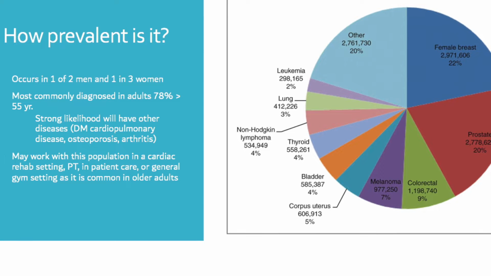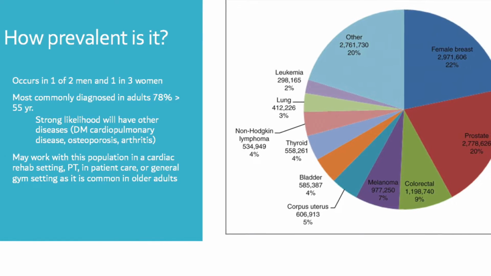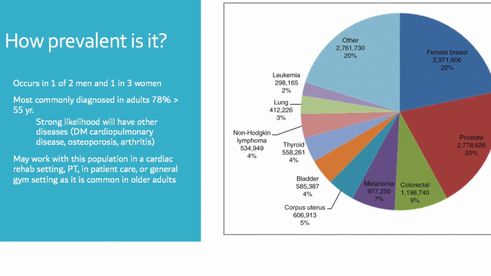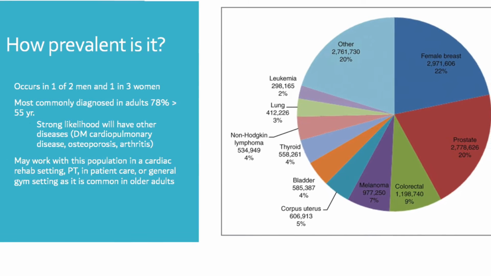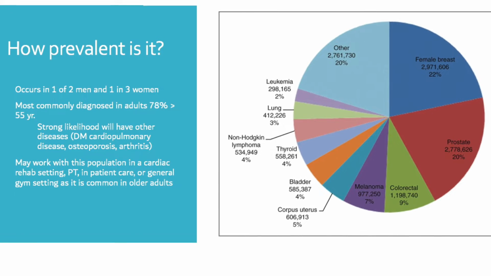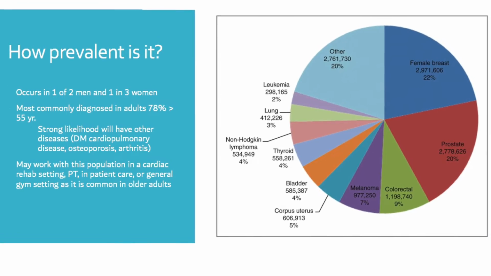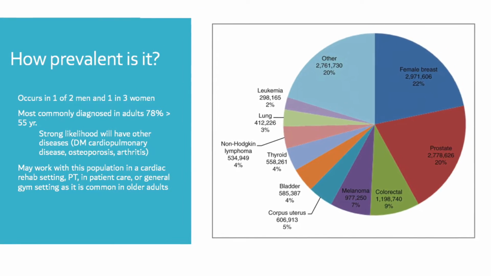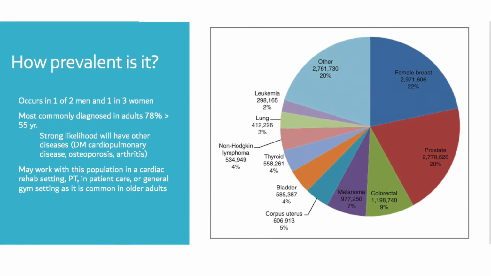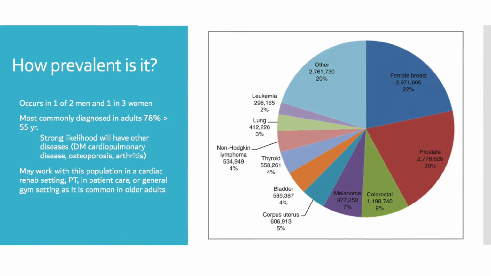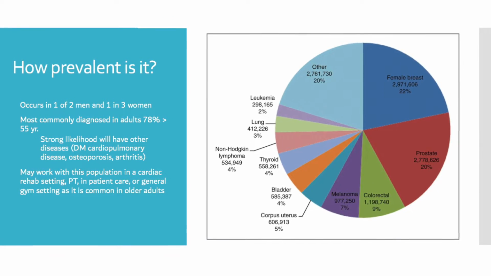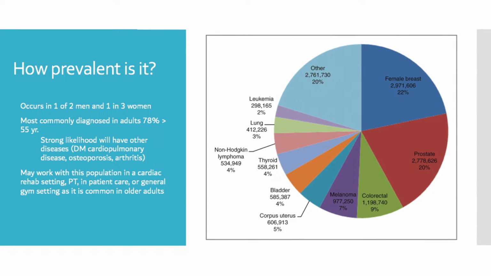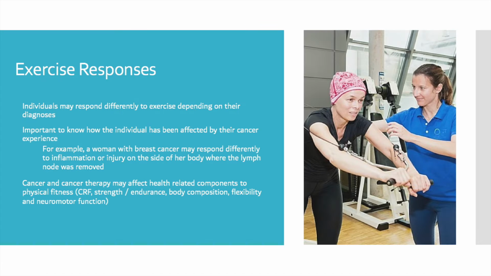Cancer occurs in 1 of 2 men and 1 in 3 women, and occurs in 78% of adults older than 55 years of age. There is a strong likelihood these individuals will have other diseases like diabetes, cardiopulmonary disease, osteoporosis, and arthritis. Since this disease is prevalent, you may work with this population in a cardiac rehab setting, PT clinic, inpatient care, or general gym setting.